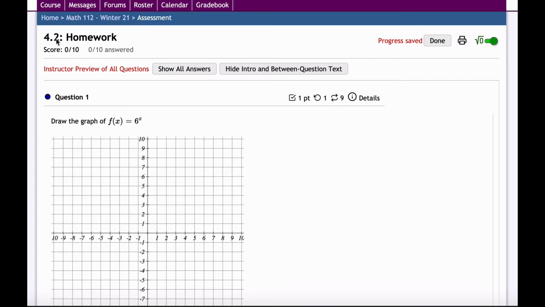All right, so here's the 4.2 homework assignment, kind of a weird homework assignment. The goal here was to get you comfortable with the graph of exponential functions. So there's 10 problems, and the first 5 are all kind of the same in that they give you the equation of an exponential function. They ask you to graph that exponential function.